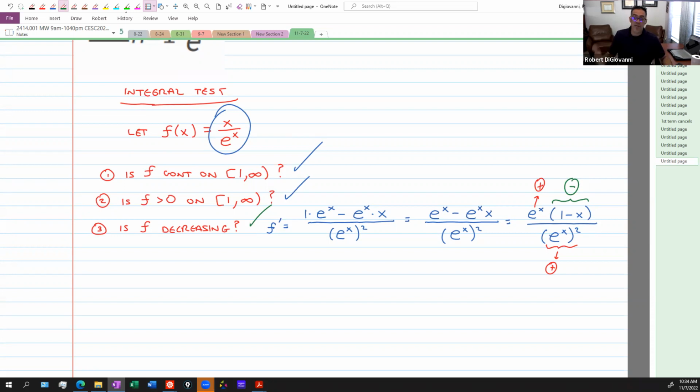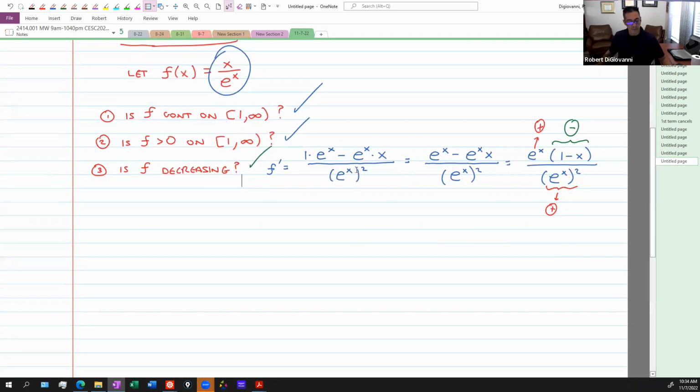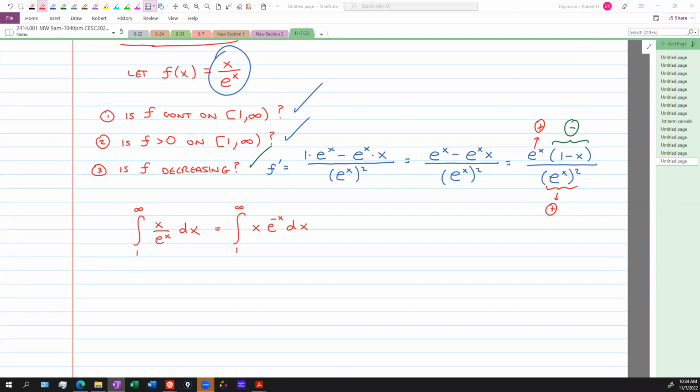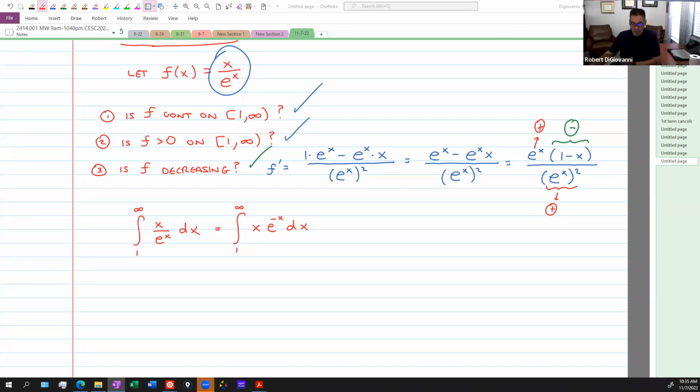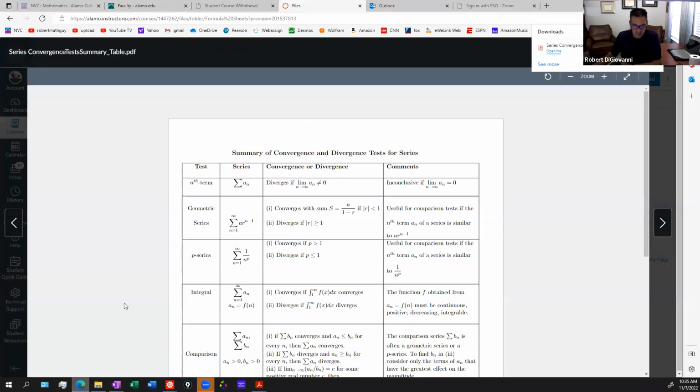You have to show these things before you use the test. You cannot not show these. This is part of using the integral test, that you have to pay attention to these three things. And now we do the integral from 1 to infinity of x over e to the x dx. Any ideas on how to do that integral? Does that help if I write it that way? By parts? Yep, integration by parts. All right, so I'm not going to do that, but that should converge. Let's see.